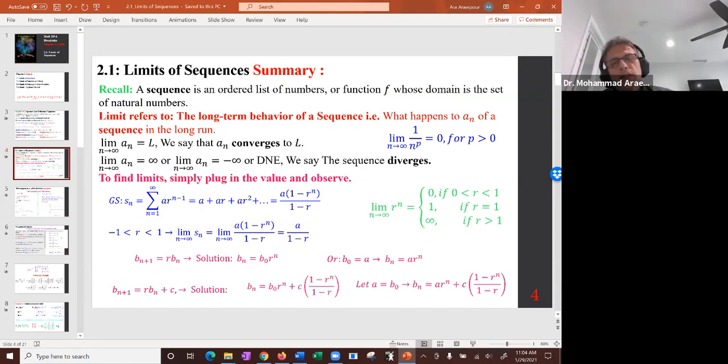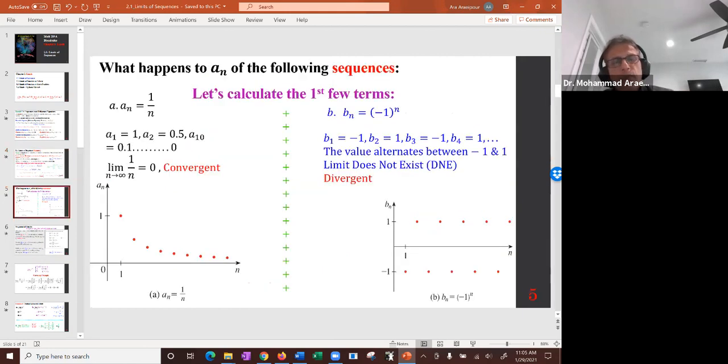Then we looked at the sum for the geometric sequence and some theorems that we will discuss further. In this example, we looked at the first few terms to make a decision as to what's happening. For example, the first one seems to be getting smaller and smaller, and it converges to 0, whereas the second one just oscillates between the two numbers, in this case, -1 and +1. So the limit does not exist, and it's divergent.